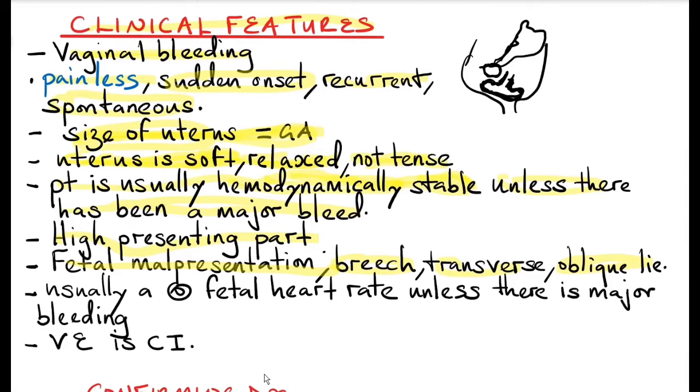Now, there's usually a normal fetal heart rate unless there's been a major bleeding which compromises the fetal heart. So unless the patient bled a lot or is in shock, it might compromise the fetus. Otherwise, there's a normal fetal heart rate. And then during your examination, do not do a vaginal examination. A vaginal examination is contraindicated. Imagine you put your fingers up there and you start poking the placenta. You cause severe bleeding, or you just disturb the placenta itself and cause severe bleeding.